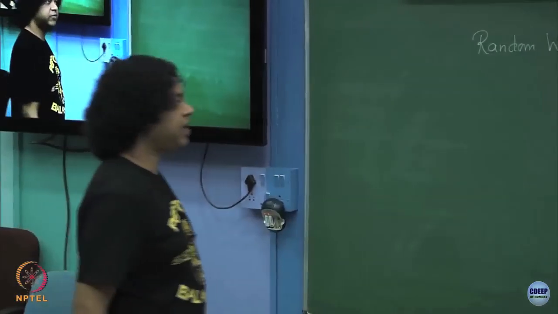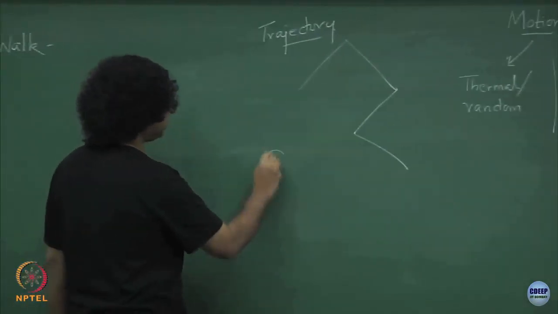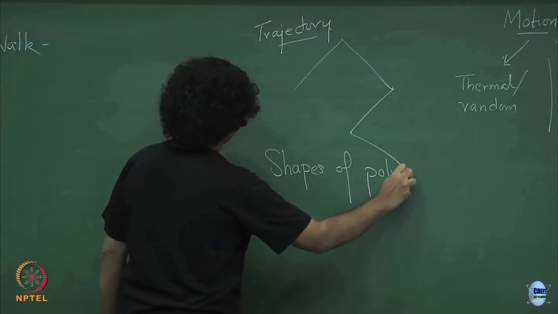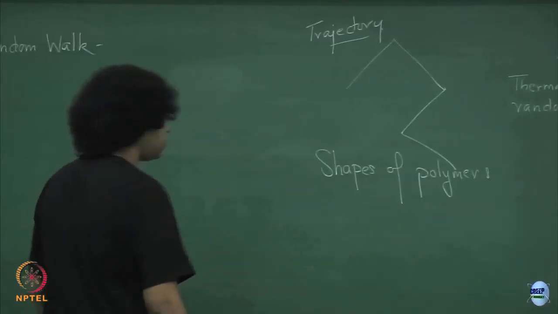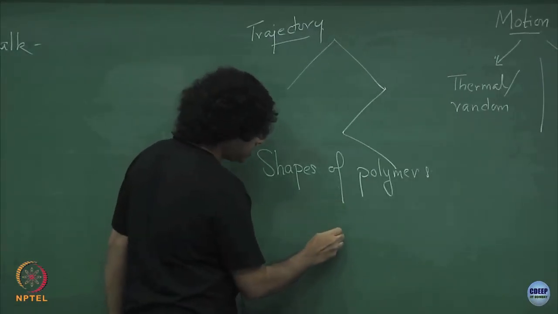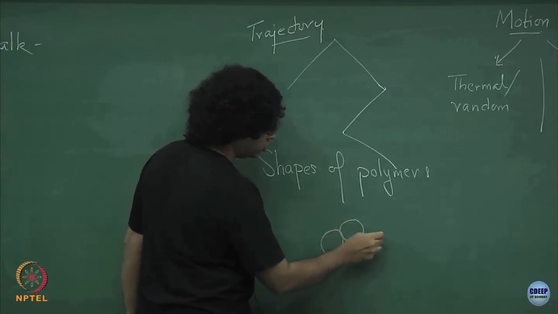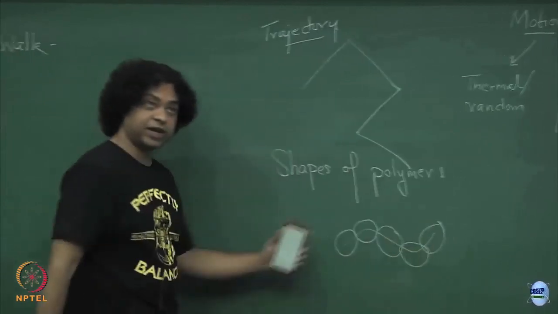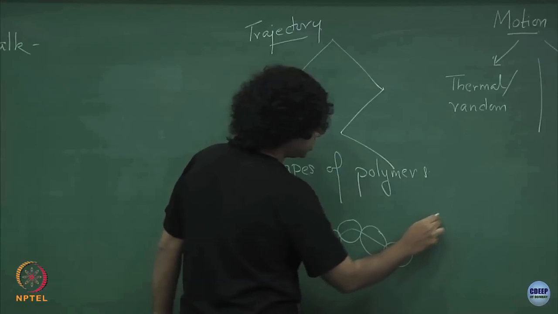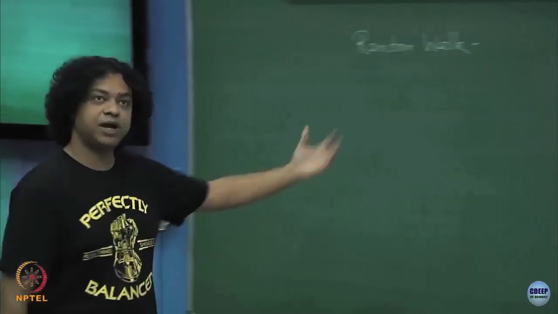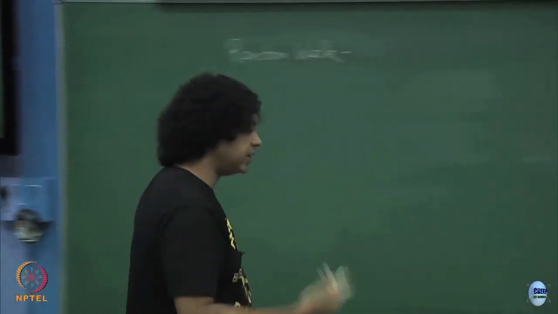But you can use the same formalism to study shapes of long molecules, shapes of polymers. If you have polymers which are made up of many repeating subunits called monomers, I add one monomer, I add another monomer, I add another monomer, and so on. So this is like my backbone, which is like my random walk. If I build up all of these monomers together, what I get is a long polymeric object. So the same formalism that we'll develop, you can use to look at shapes of polymers as well, which we'll do when we look at DNA later on.